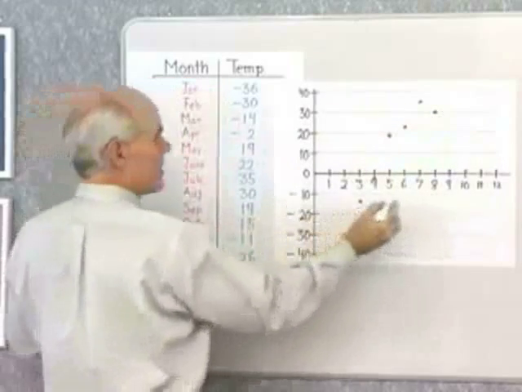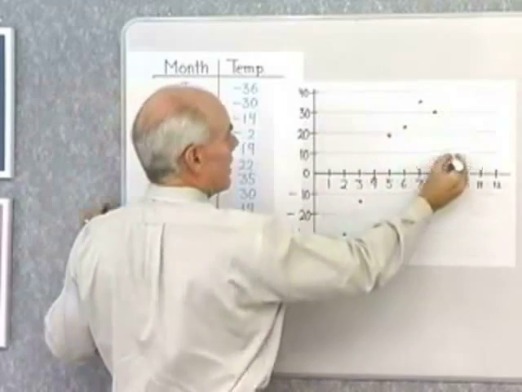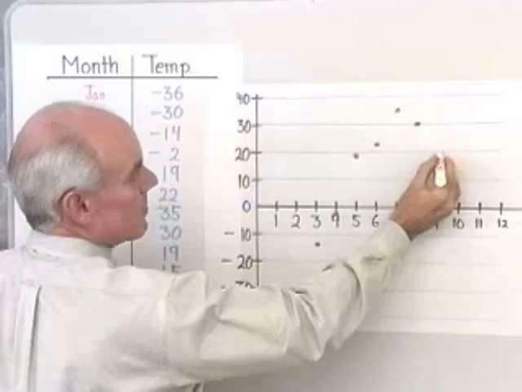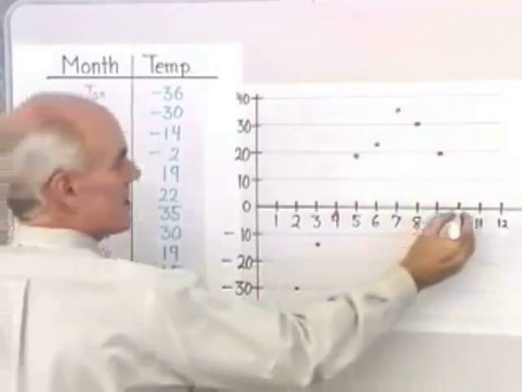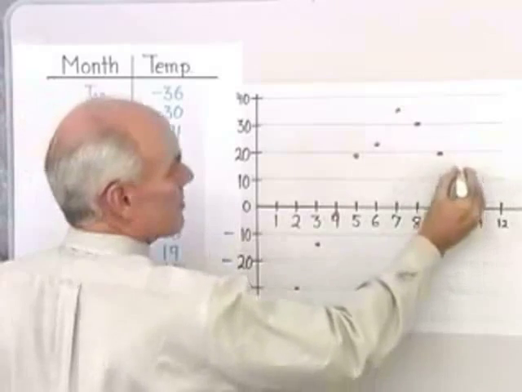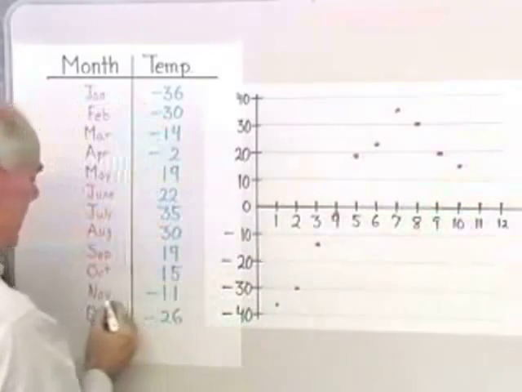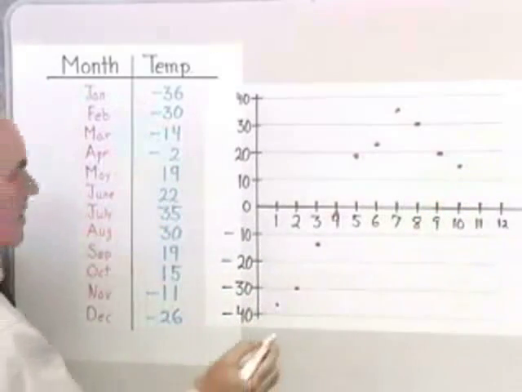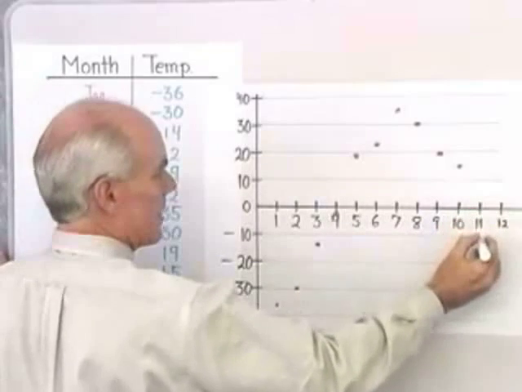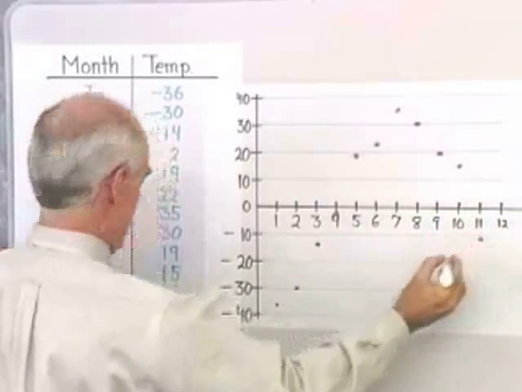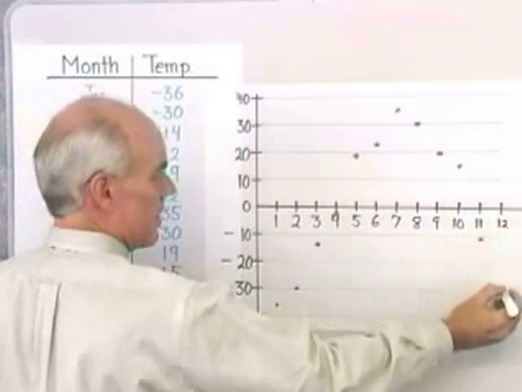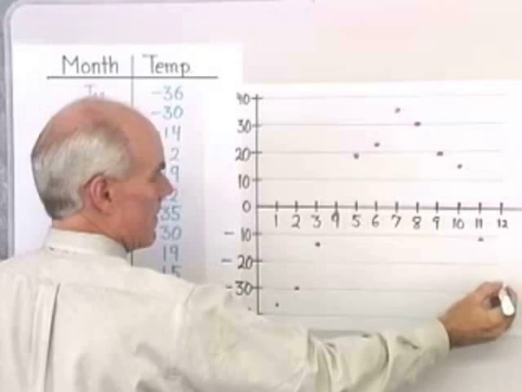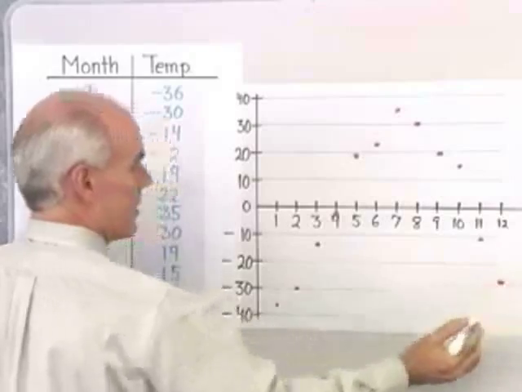And September, 19 degrees. So 9 and 19. Let's see, I want to go straight up. 10 is 15 degrees, so straight up from there. 11 is -11 degrees, so at 11 here's -10, -11. And then 12, -26. So 12, -10, -20, -26. So that will be right here.